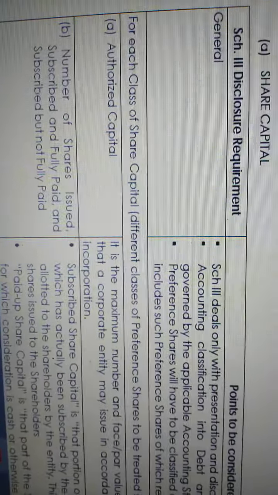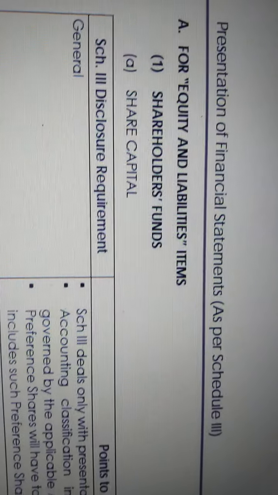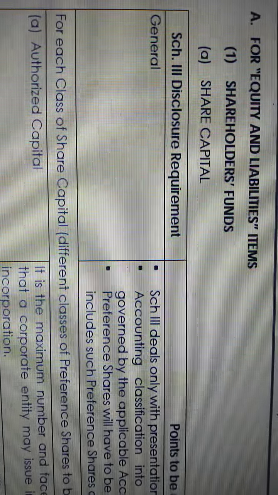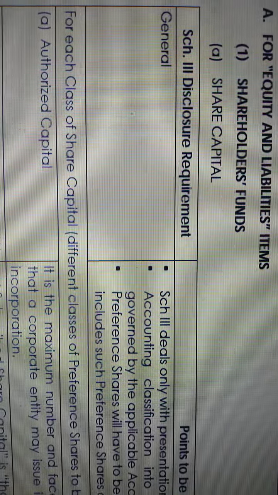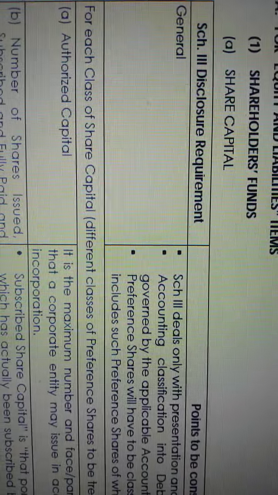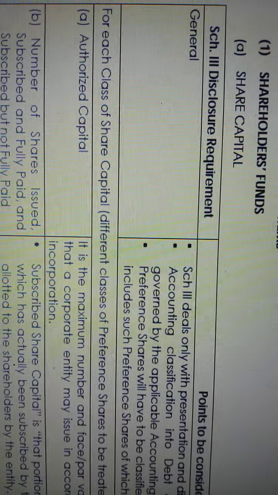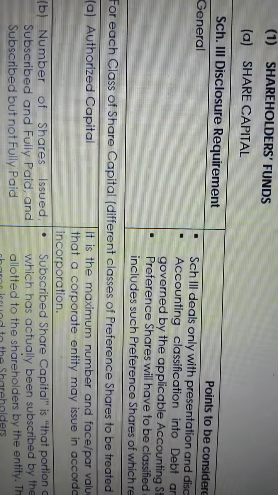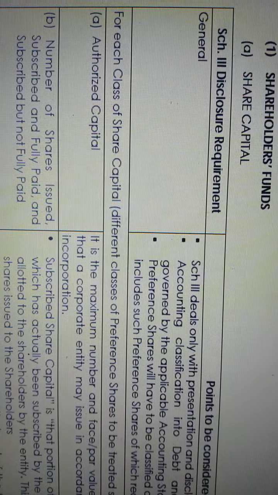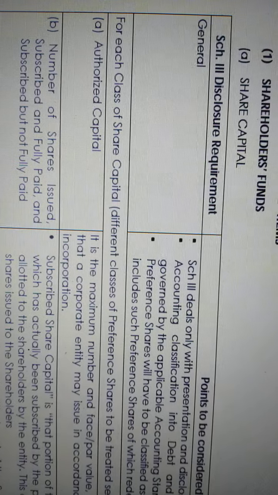Now we are going to discuss equity and liabilities items. Under that, the first item is shareholders' funds, and under that, share capital. How to disclose share capital? You have tallied the balance sheet and prepared the P&L, but that is not enough. From an examination or intermediate point of view, there will be one or two adjustments related to disclosures also, and we have to give some additional workings related to disclosure. Not all the disclosure points will be tested, only one or two. For that reason, we have to go through all these points.